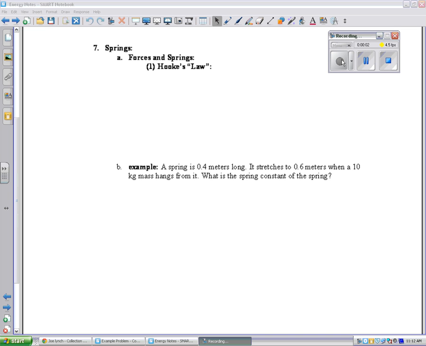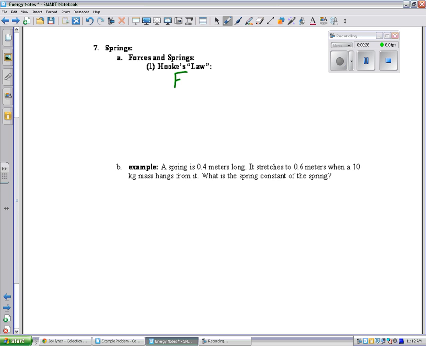We're going to continue our study of energy by talking about springs. I think the reason they add springs in here is because they want you to have another type of potential energy to deal with, not just PE equals mgh, but now the potential energy stored in the spring when it's either stretched out or compressed. First, we're going to talk about forces in springs. And Hooke's law, we're going to write an equation for it.